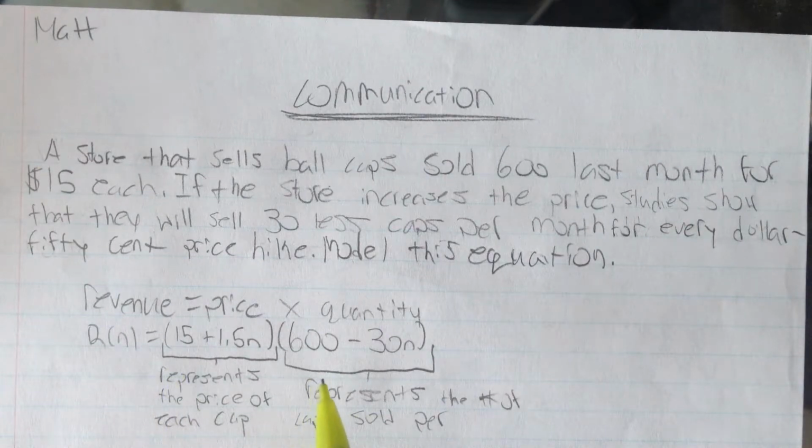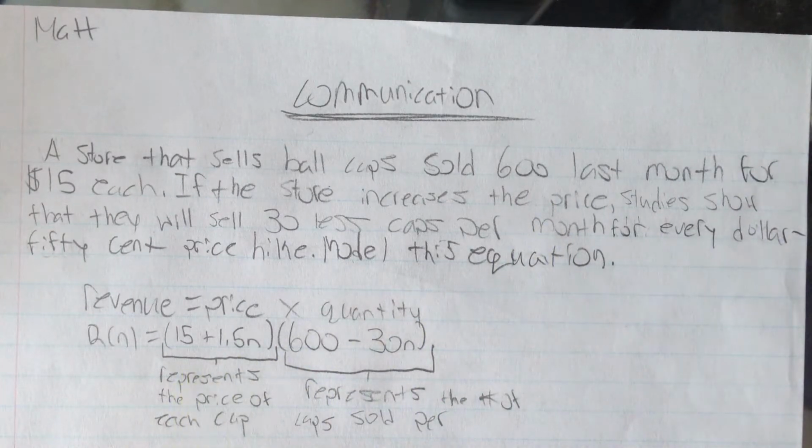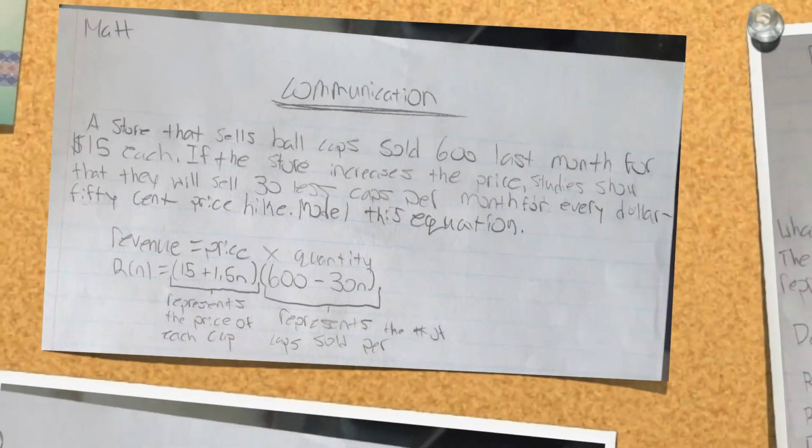The second set of brackets equals the amount sold. So 600 is the initial amount sold at $15 a piece. But since you're increasing the price, you're selling fewer caps per month. So that means you are subtracting from the total amount that you sell. 600 is the amount they currently sell per month, and 30 is how many they will lose for every $1.50 price increase. Therefore, you can model the caps per month by 600 minus 30 times n.